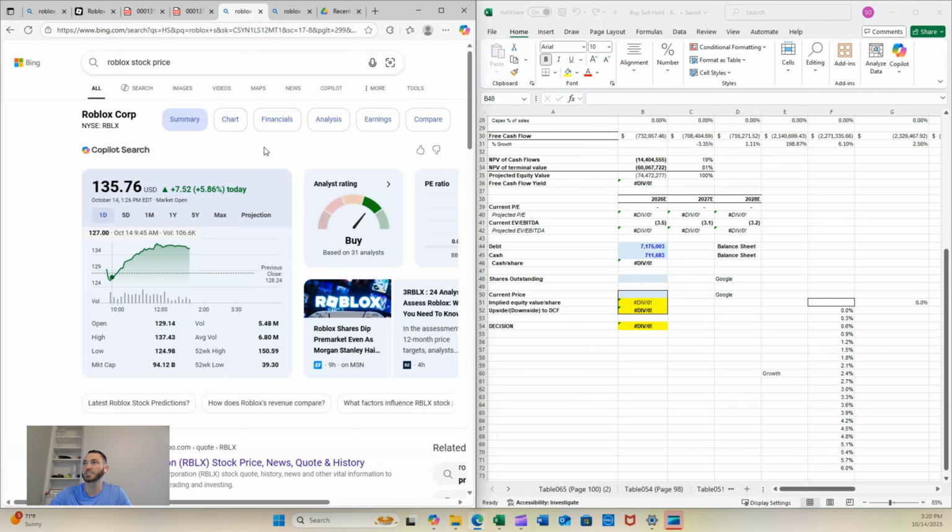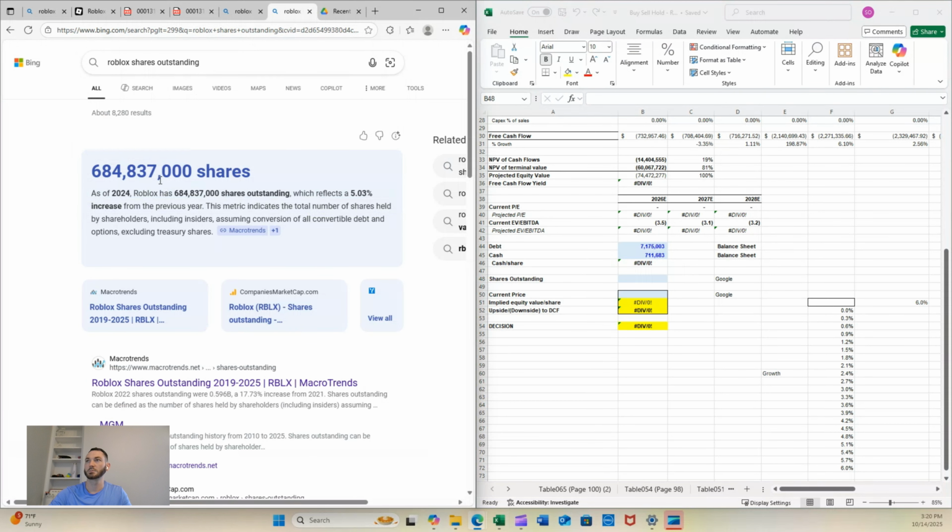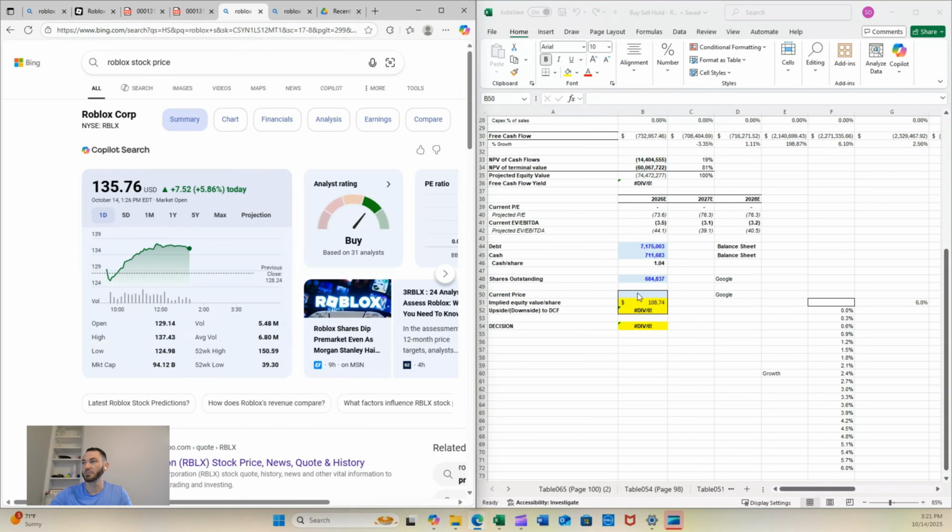And then the shares outstanding, we can look here, 684,837, make sure the scale is correct. And then, of course, lastly, we have our share price, 135.76. So that's going to give us an implied share value of $108, or a downside of 19.9%.